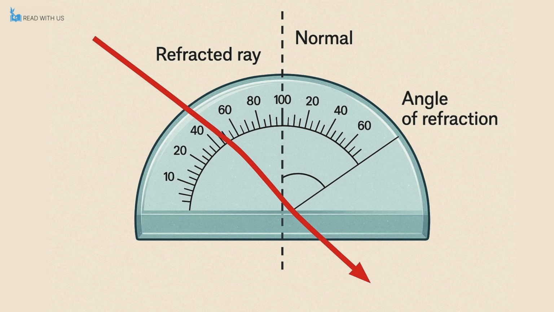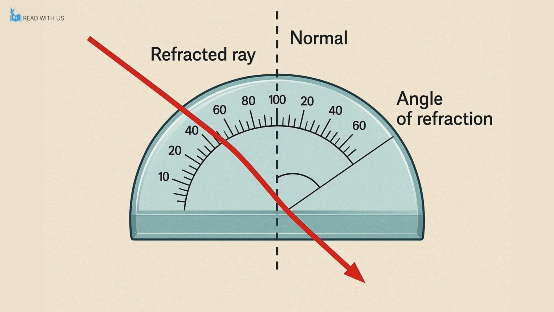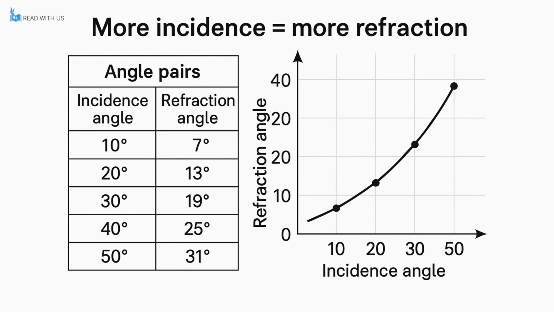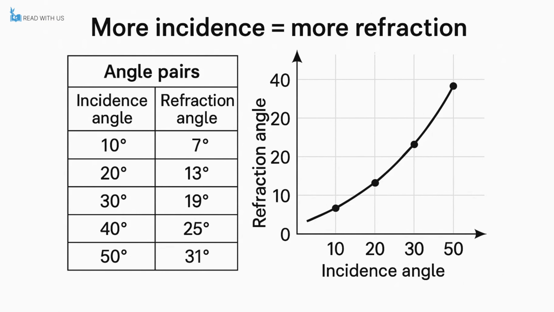We measure the angle between the refracted ray and the normal to get the angle of refraction. By repeating the experiment for several angles of incidence, we can see a clear pattern: the higher the angle of incidence, the higher the angle of refraction.